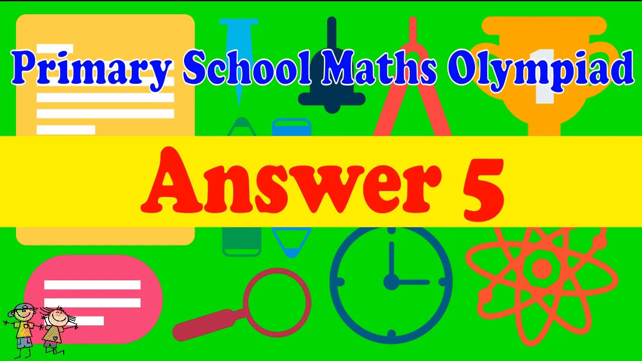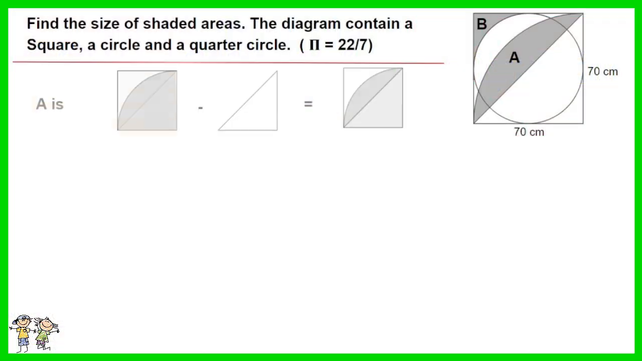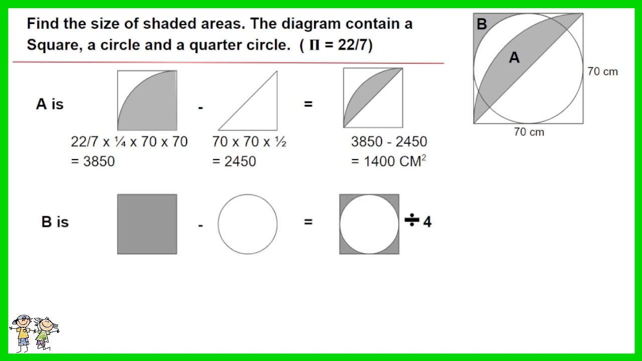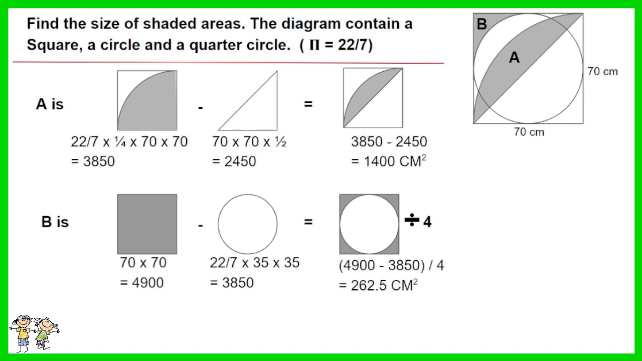Answer for question 5. The size of the shaded area A is equal to the size of the quarter circle minus half of the square, a triangle. Work out the answer, you will get 1400 cm squared. The size of the shaded area B is the size of the square minus the size of the circle, then divided by 4. Work out the answer, you will get 262.5 cm squared.